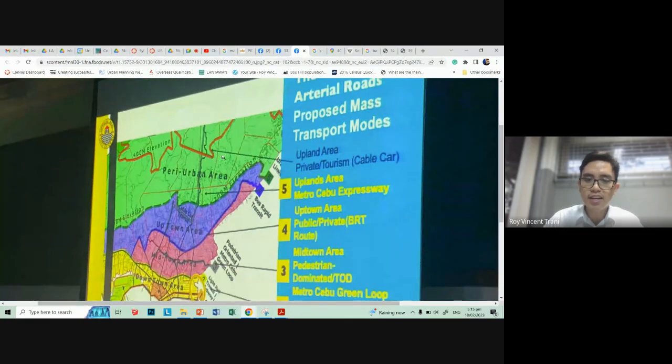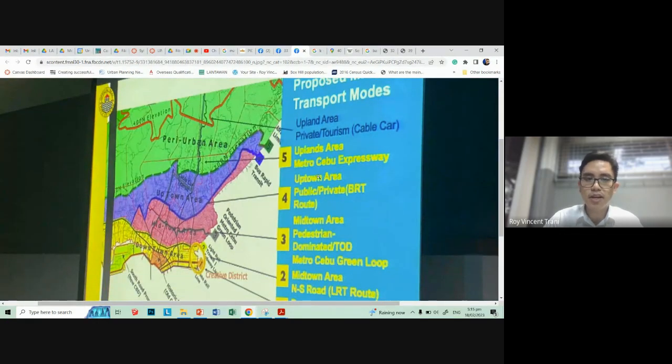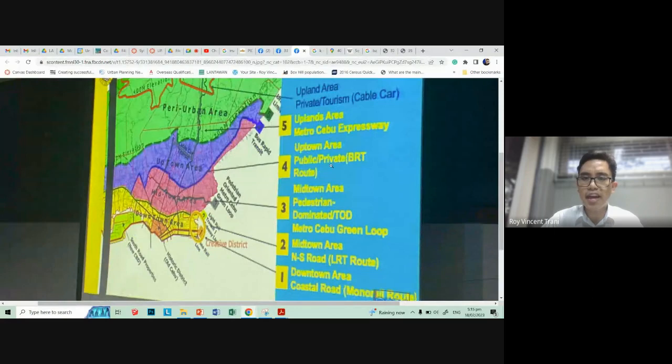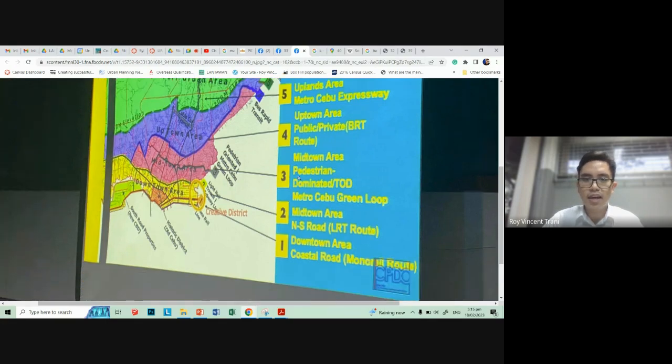In the upland area, they're proposing a Metro Cebu Expressway, connecting the north and south of the province. We have public and private BRT routes in the uptown area, to connect the residences in the uptown area to the commercial areas in the midtown area, all the way down to those in the downtown area. And the government is also proposing pedestrian-dominated or transit-oriented development through the Metro Cebu Green Loop. That's here in the midtown area. And also in the midtown area, the North-South Road LRT route.